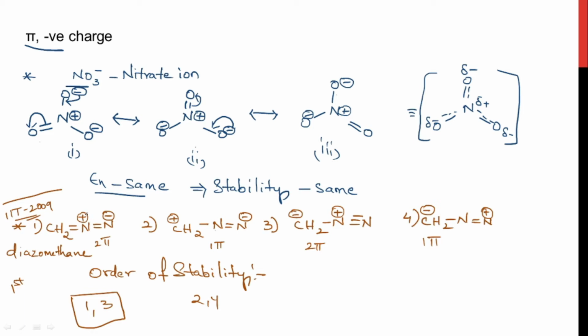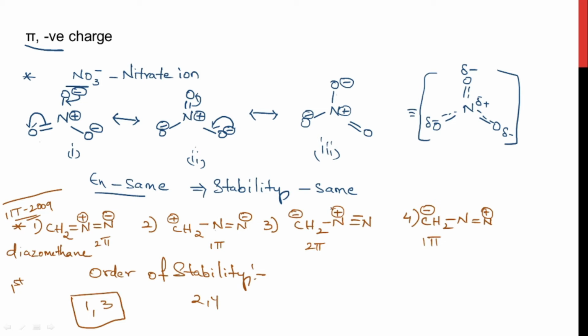So by applying the first rule, we are not able to differentiate between 1 and 3. Now we'll apply the second rule, which says the neutral species are more stable than the charged species. But 1 and 3, both the resonating structures are charged ones. So we are going to apply the third rule, which says the unlike charges should be closer to each other and the like charges should be far from each other. In both the structures, you can see the positive charge and negative charge are next to each other. In this particular option also, you can see the negative charge and positive charge are next to each other.